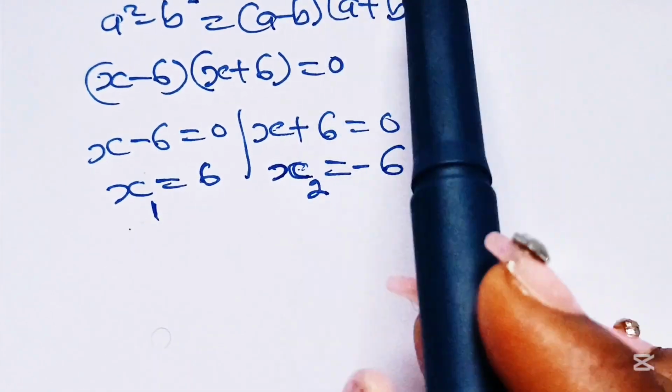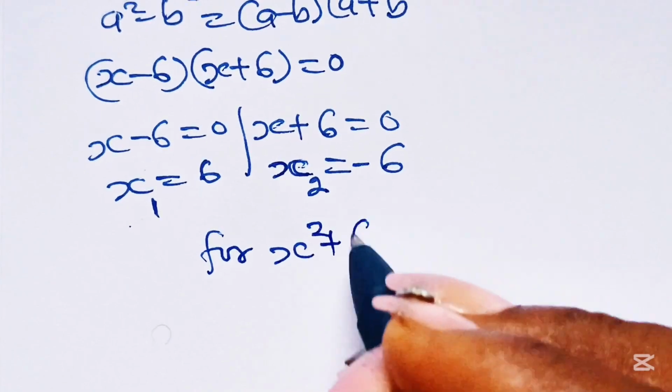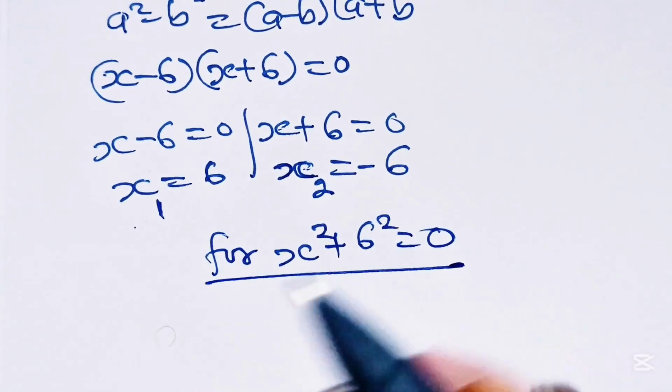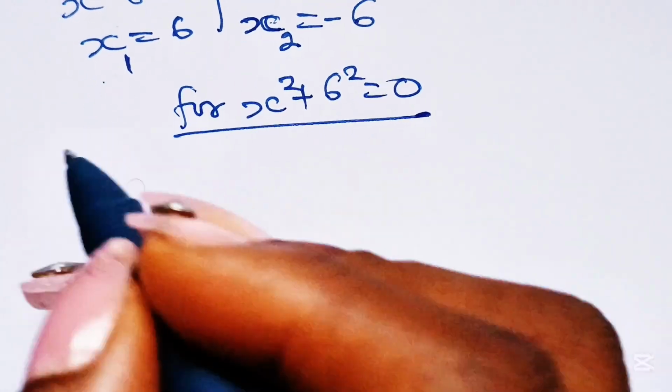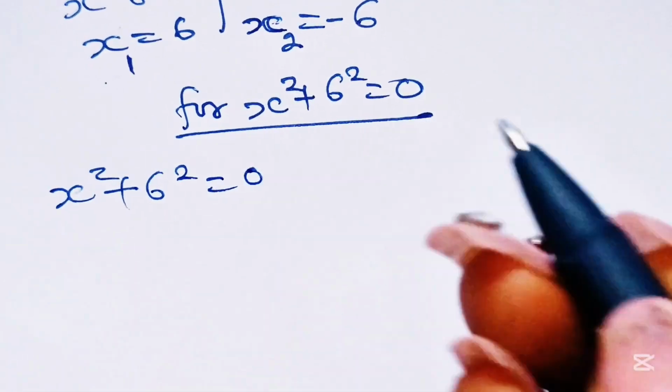Now let's go to this side. So for x squared plus 6 squared equals 0, let's solve for that. Now we have x squared plus 6 squared is equal to 0.